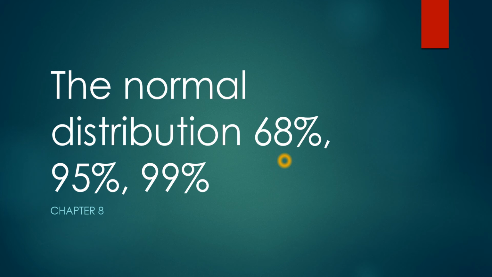three empirical rules widely used when applying the normal distribution. These three numbers you see on the slide: 68%, 95%, 99%. What are they? What do they represent? And what do these probabilities mean? So let's get started.